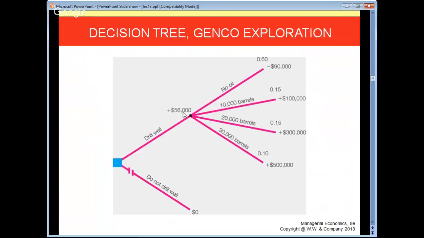It may be that somebody who is risk averse, and we'll talk about this a little later, may decide that 56,000 isn't enough for the risk, right? And he might decide just to take the zero because he doesn't want to risk the negative 90,000.